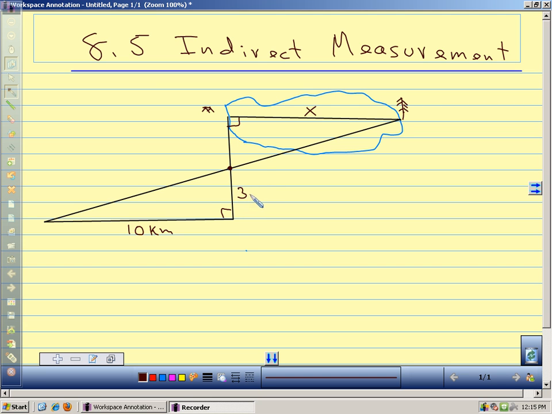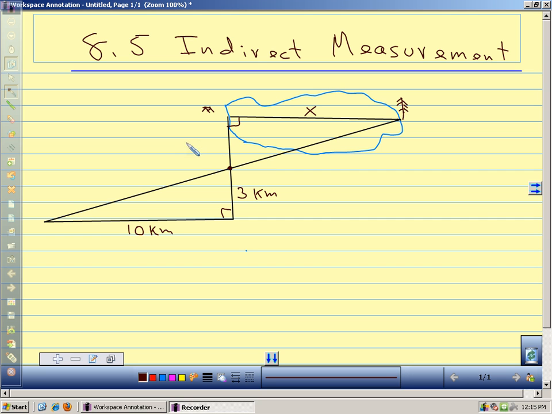And we realize that we don't know how far this is. This is how far we drive. This is 3 kilometers.